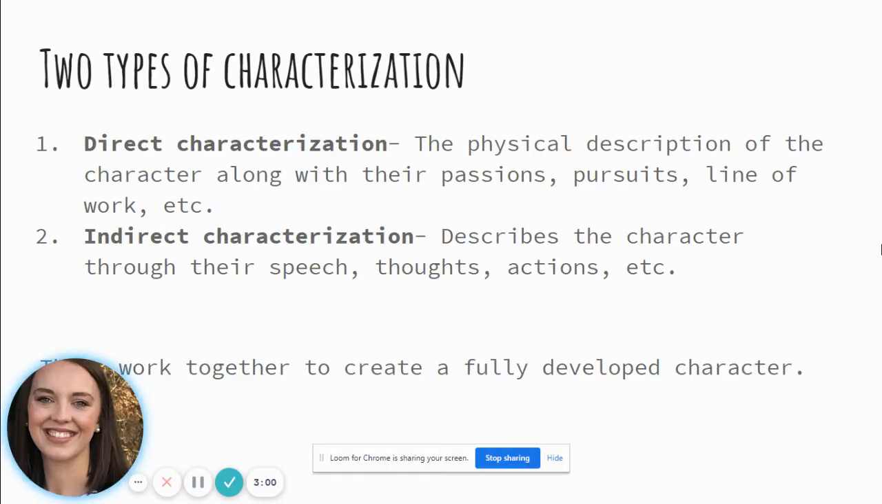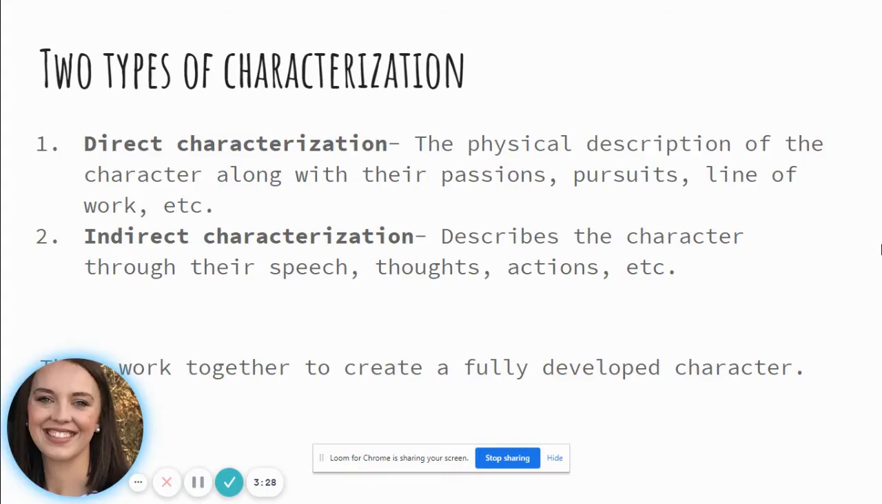Okay, so there are two types of characterization, and I'm going to use these as we talk about Shrek and Michael Scott in just a moment here. Direct characterization is when we get that first part, the physical description of the character with their passions, pursuits, maybe what they do for a living, maybe what kind of house they live in, their hobbies, and so forth. Indirect characterization describes the character through their speech, thoughts, actions, etc.